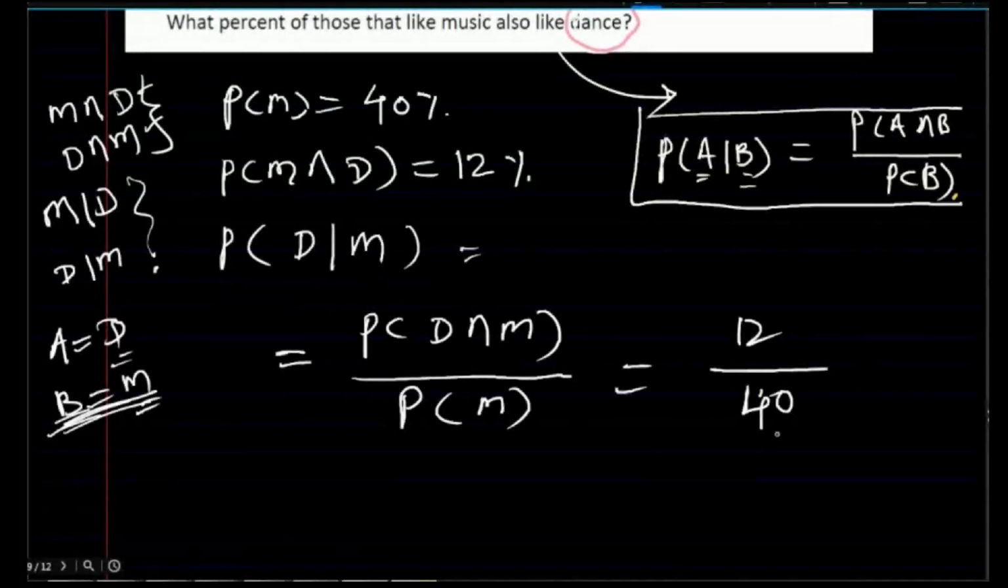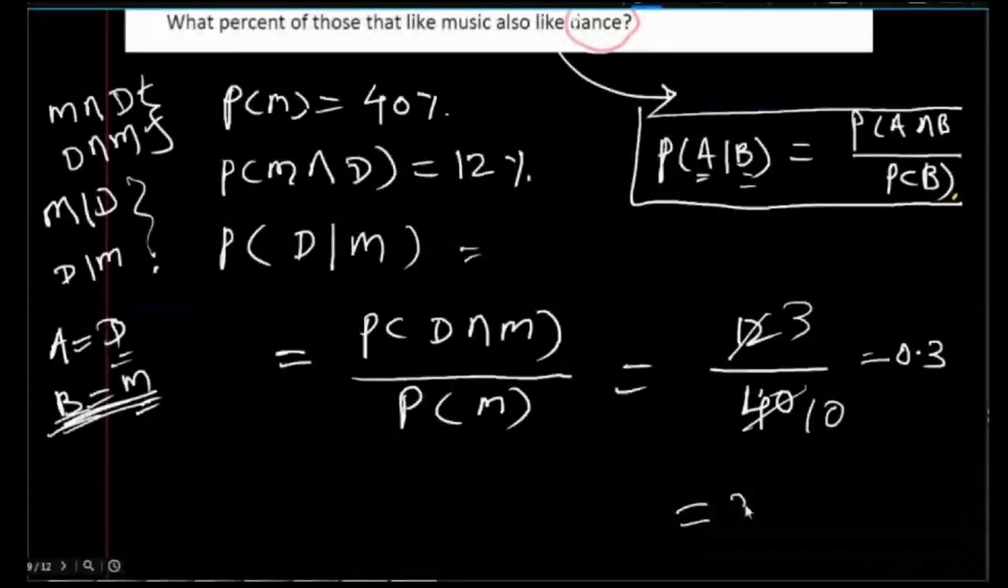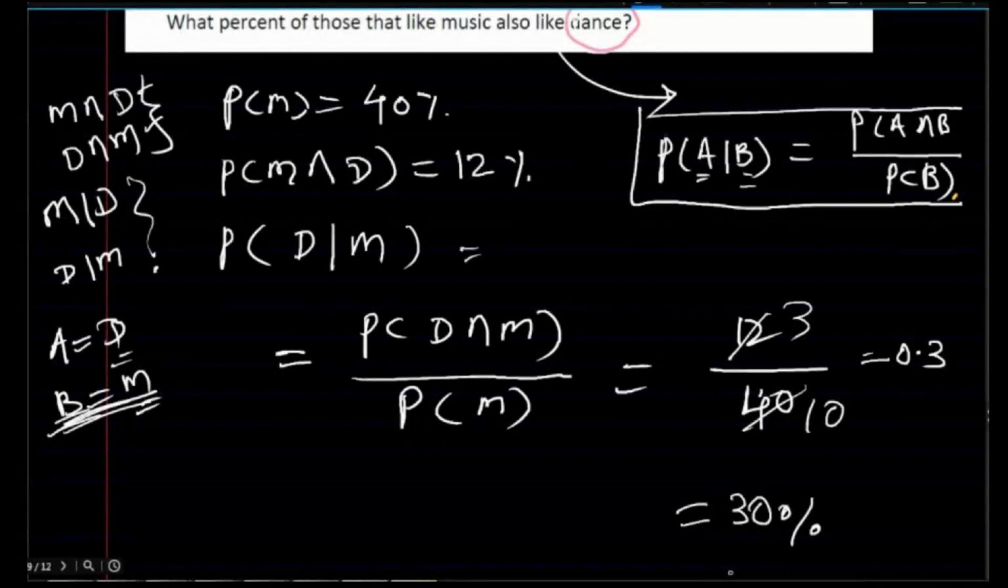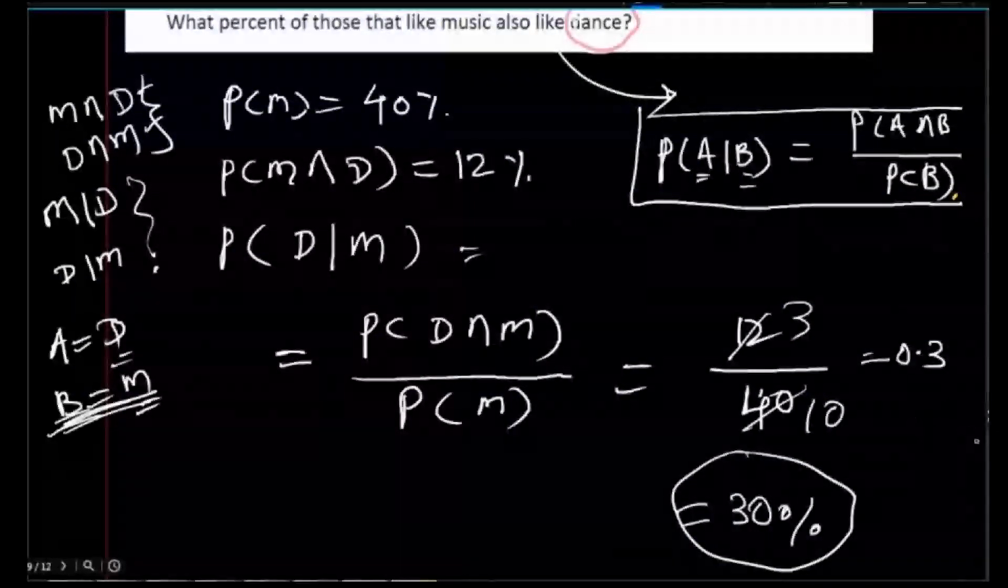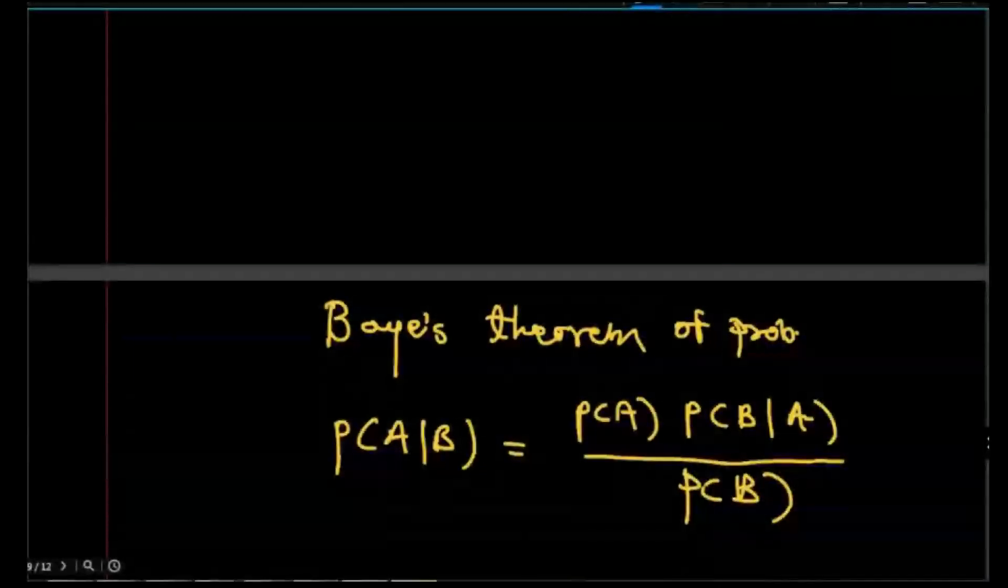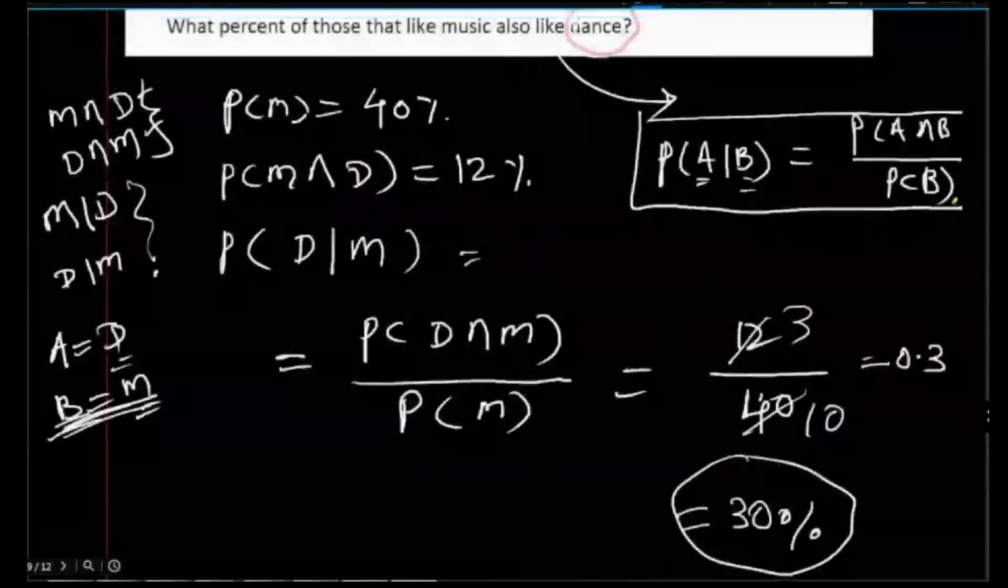It is 12%, it is 40%. And this we can solve to calculate as 4 3s are 12, 4 10s are 40. It will be equal to 0.3, or equal to 30%. Okay, so I hope all the numericals based on conditional probabilities are now clear to you, so that we can move up to the next problem.